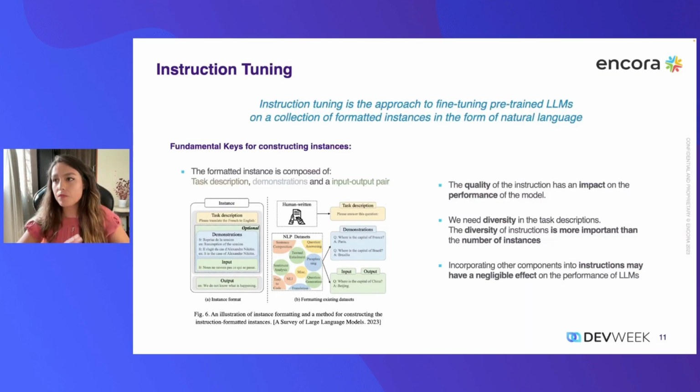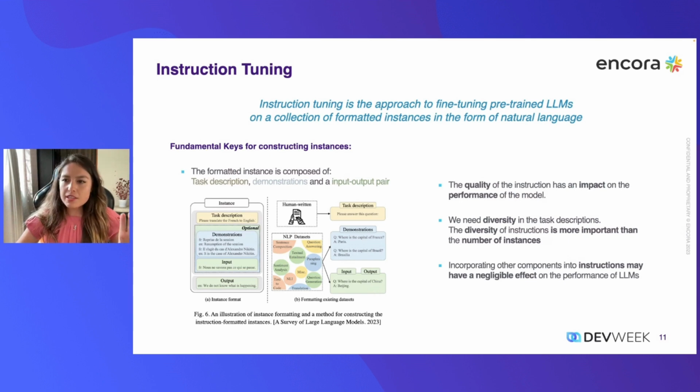Instruction tuning is an approach to fine-tune pre-trained LLMs on a collection of formatted instances in the form of natural language. And what does this mean? Okay, this is focused on the dataset part. We have these instances that are composed, as you can see in the example, of a task description. That one says, please translate the French to English. We will have some demonstrations. The demonstrations are optional, but they are a good thing to add. In these demonstrations, as you can see, we have this obviously beautiful French phrasing that I'm not going to read, and its corresponding English translation. Besides the task and the demonstration, we have the input-output pair, that is what we want to give the model and what we want the model to give us.